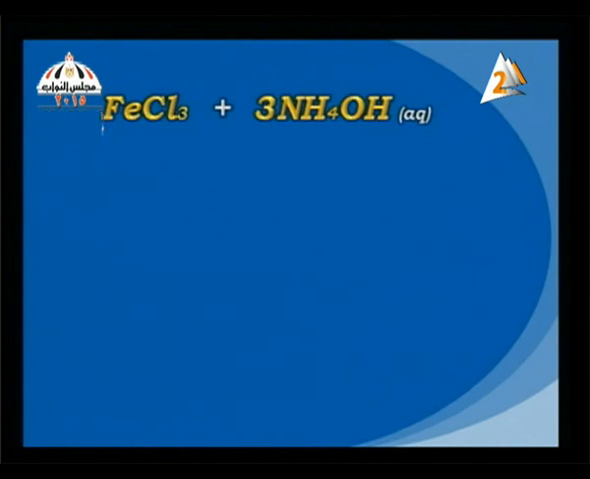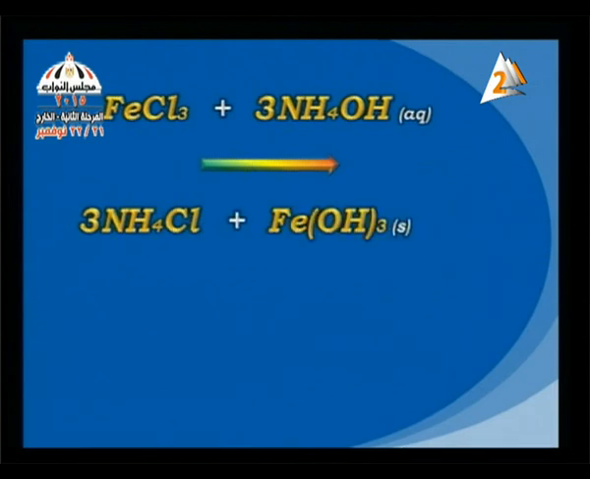Write it please. FeCl3, iron chloride 3, plus 3 NH4OH, the aqueous solution of ammonium hydroxide. So we have the product here. The product is 3 molecules of ammonium chloride, NH4Cl, plus Fe(OH)3.